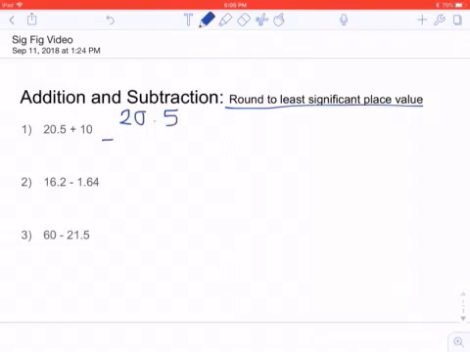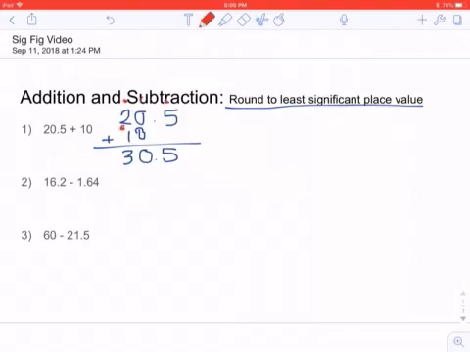20.5 plus 10. That's going to give you 30.5. I need to look at which values are significant. So I'm going to put a dot above all numbers that are significant. That 2, 0, and 5 are all significant. For this number, just the 1 is significant.